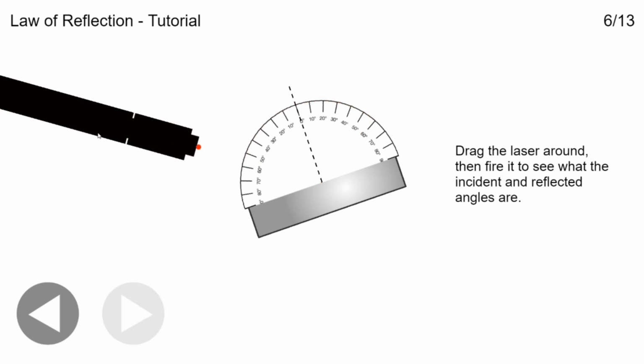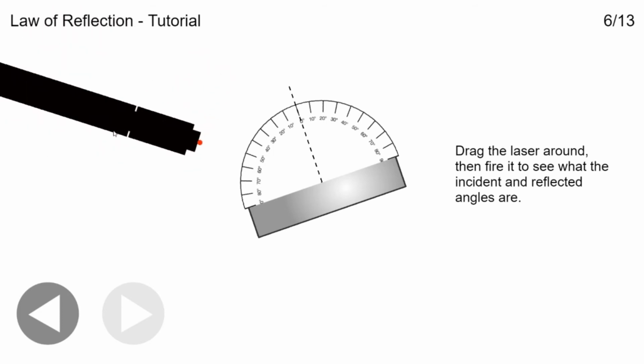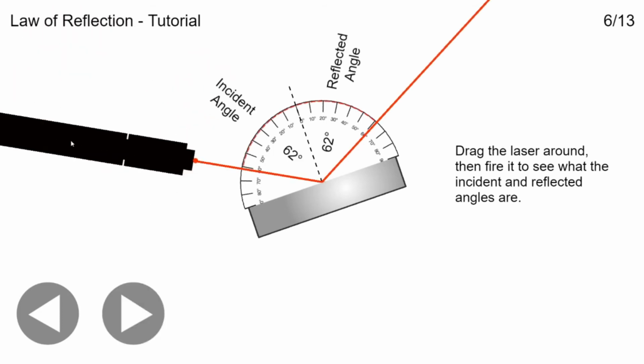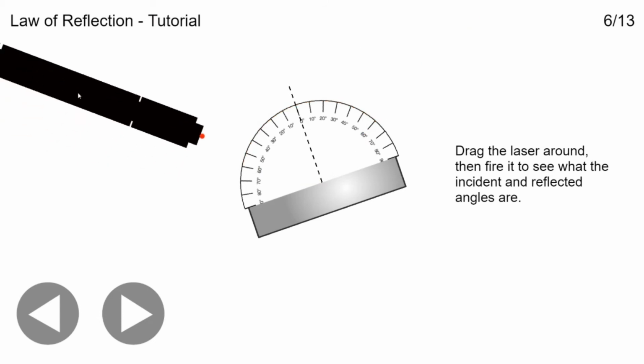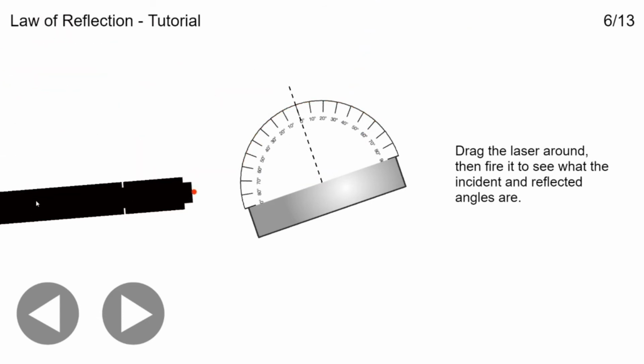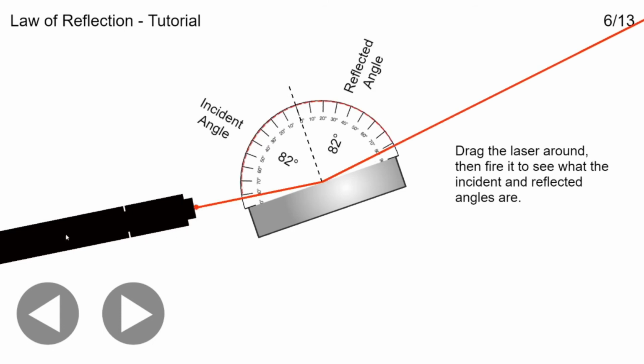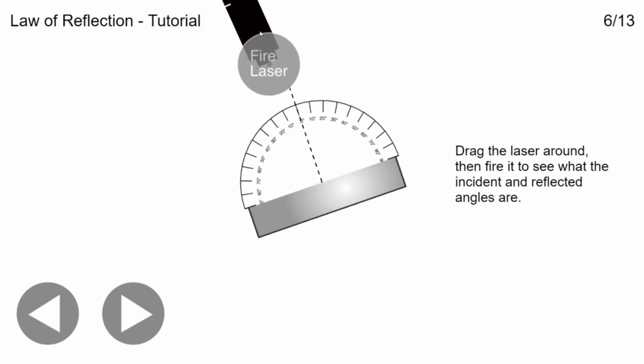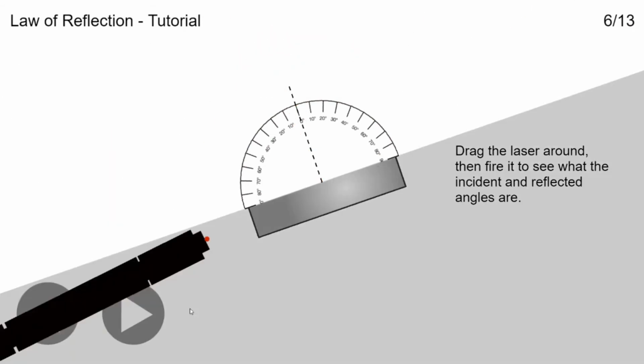This is one of the opportunities that it gets you to move stuff around. It says drag the laser around, so you can move it back and forth like that, and you can fire it, see the angle that you get, and then you can move it again and fire it and see the angle that you get. You can do that a few times if you want to. See if you can get it to do anything particularly weird. It won't work if you bring it around here.